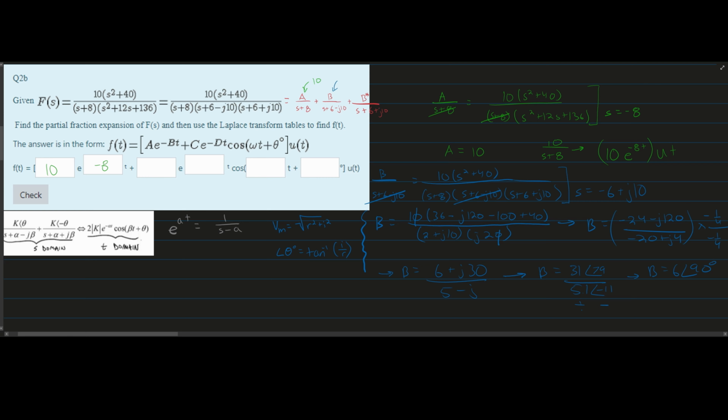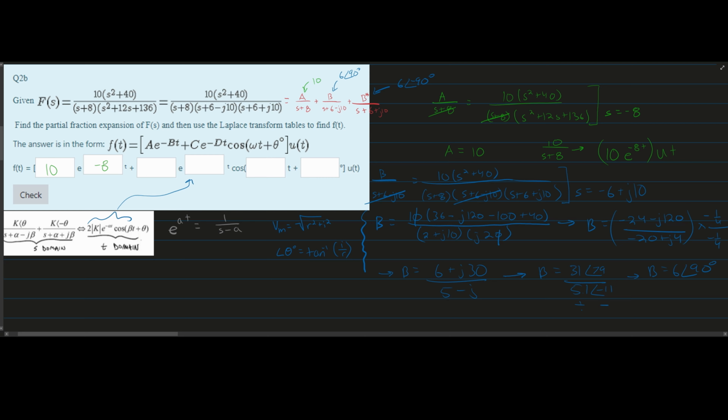So when we plug this in here, we're going to have 6 with an angle of 90 degrees, and the conjugate of this is going to be 6 with an angle of negative 90 degrees. Now this is where this part comes in. We need to find this right here. All of this is the time domain, and we're plugging it into here.